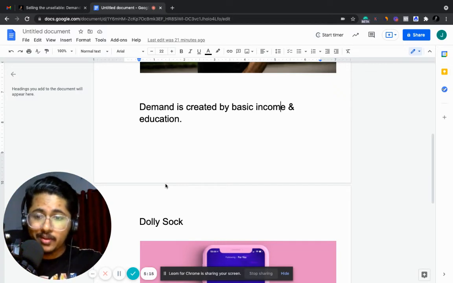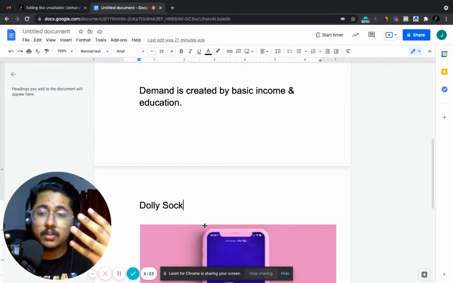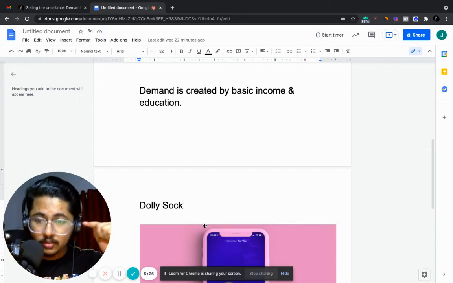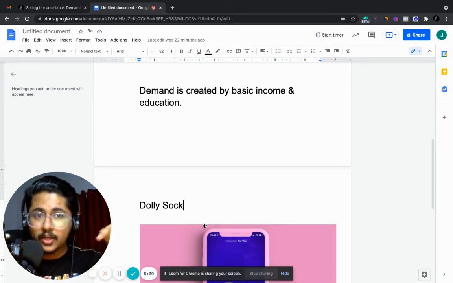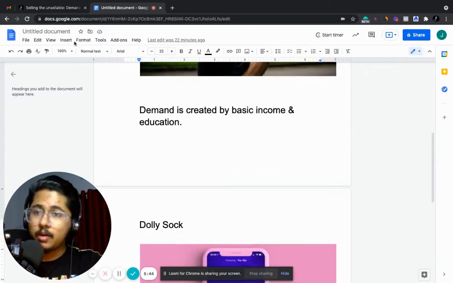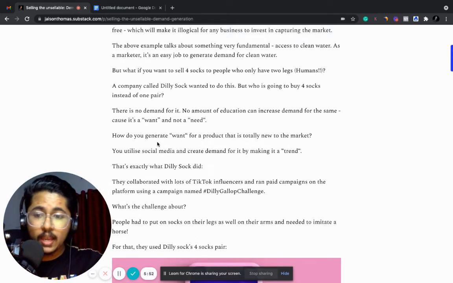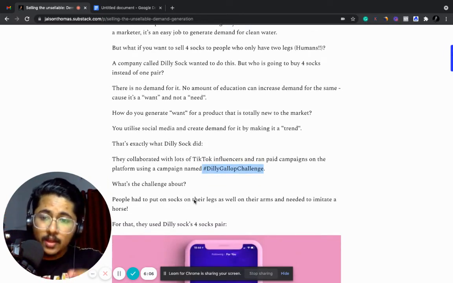People don't know that they want socks. So as a marketer, they also thought that, hey, there is no demand for socks in the market, but they needed to create demand. Now is when a marketer should think about demand generation. When people don't know that they want your product, you should increase the demand by education or by entertainment or by some other means. Here, Dolly Sock did brilliant stuff. They started a social media trend. They went on to TikTok, collaborated with influencers, utilized the paid platform, and created a challenge called the Dilly Gallop Challenge.